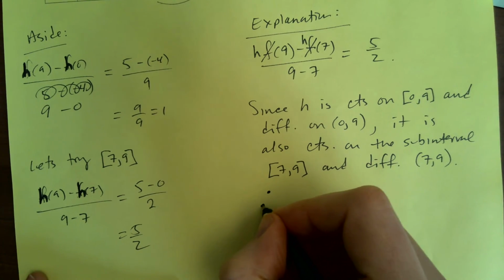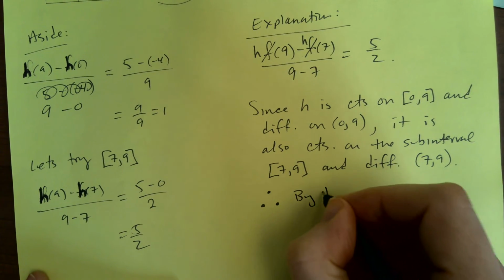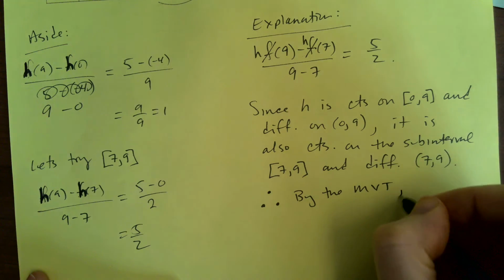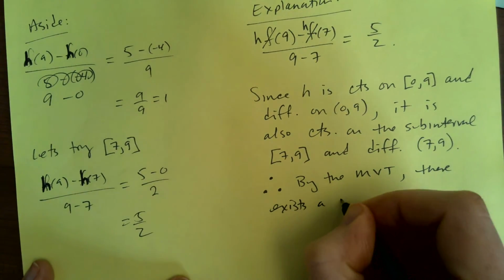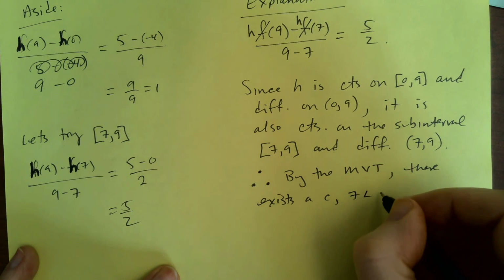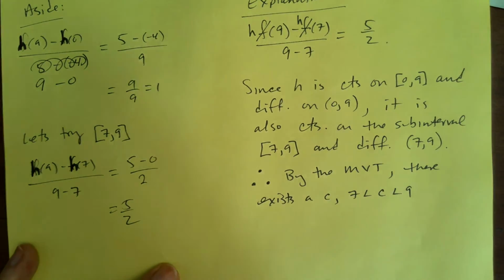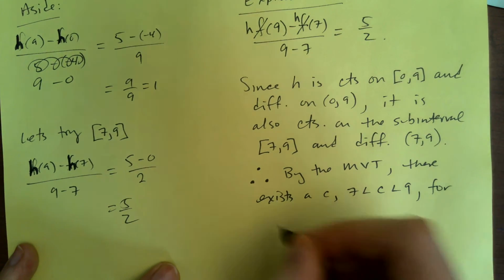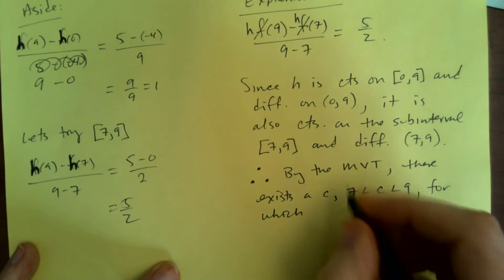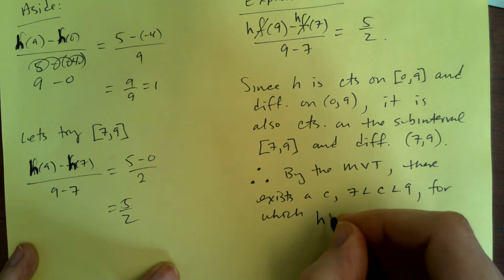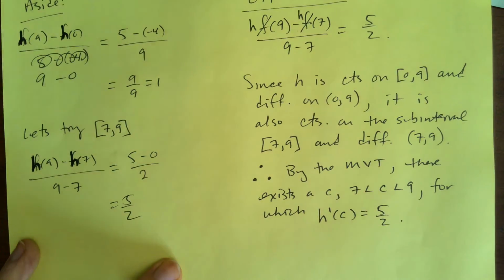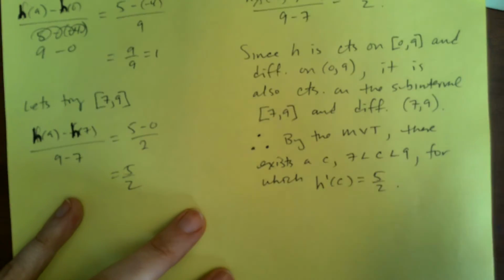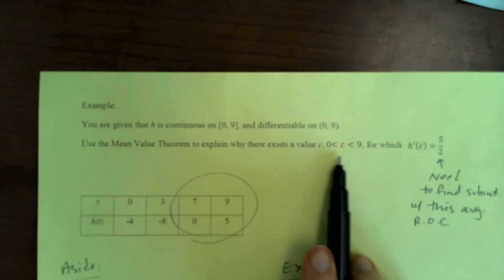So now I can say, therefore, by the mean value theorem, there exists a c between 7 and 9 for which h prime of c equals 5/2. Okay, and now I got it. But they asked me to explain that there exists this c on 0 to 9.